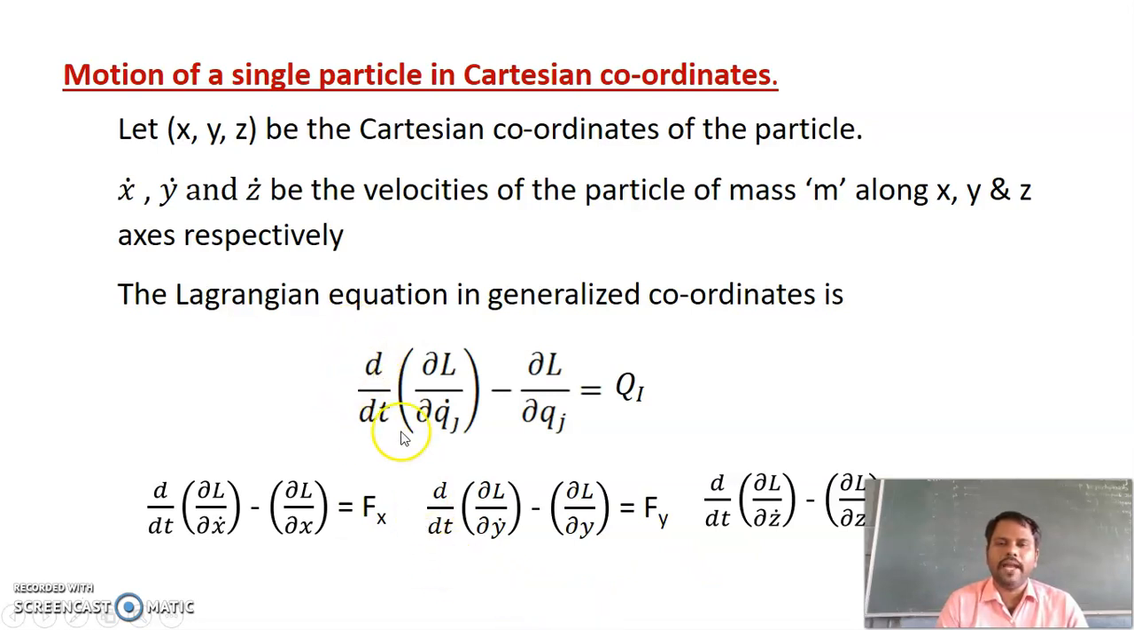Now to apply this equation, I should know the L term, which is T minus V, that is, the kinetic energy as well as the potential energy. Next, I need to differentiate that L term partially with respect to the generalized velocities, that is x dot, y dot and z dot. Similarly, I need to differentiate L with respect to Qj, where Qj can be x, y and z.